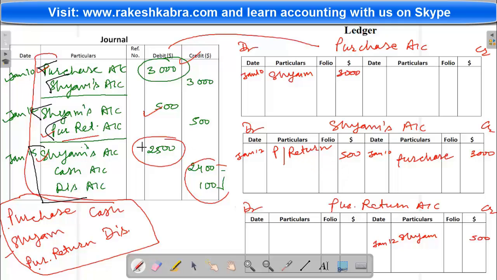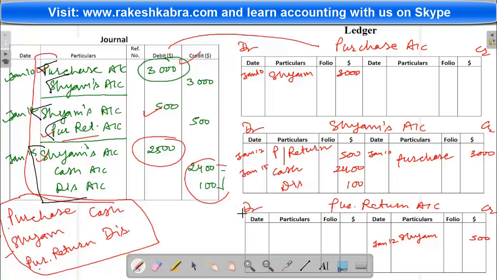So I can't write 2,500 directly. I will write 2,500, but not at a time. So first I will write 2,400 on the debit side. Then I will write $100. And now the names of the opposite accounts, cash and discount. Put the date, January 15. Agree?